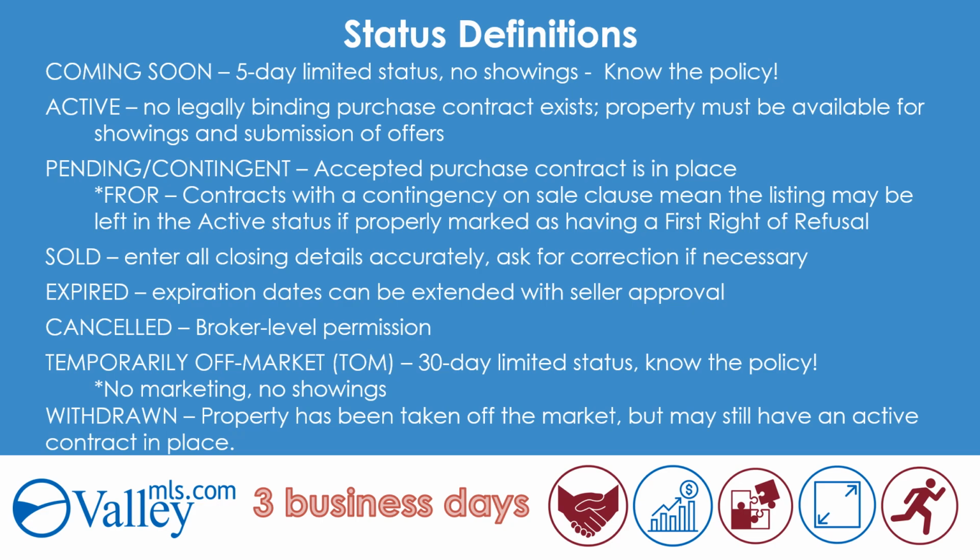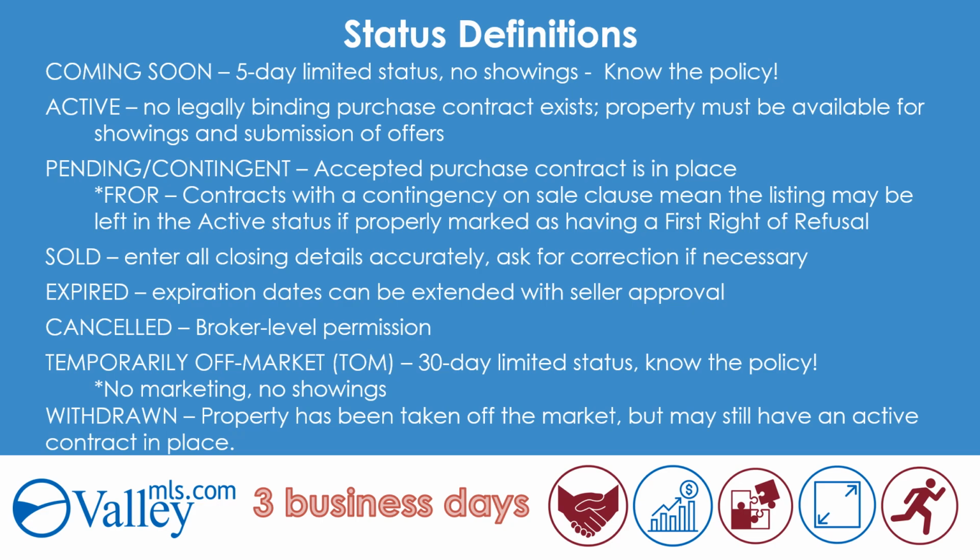Active is where a new listing hits the market and there's no legally binding purchase offer on the home. It's brand new, hitting the market, and the property must be available for showings and submission of offers. The next status would be pending/contingent.